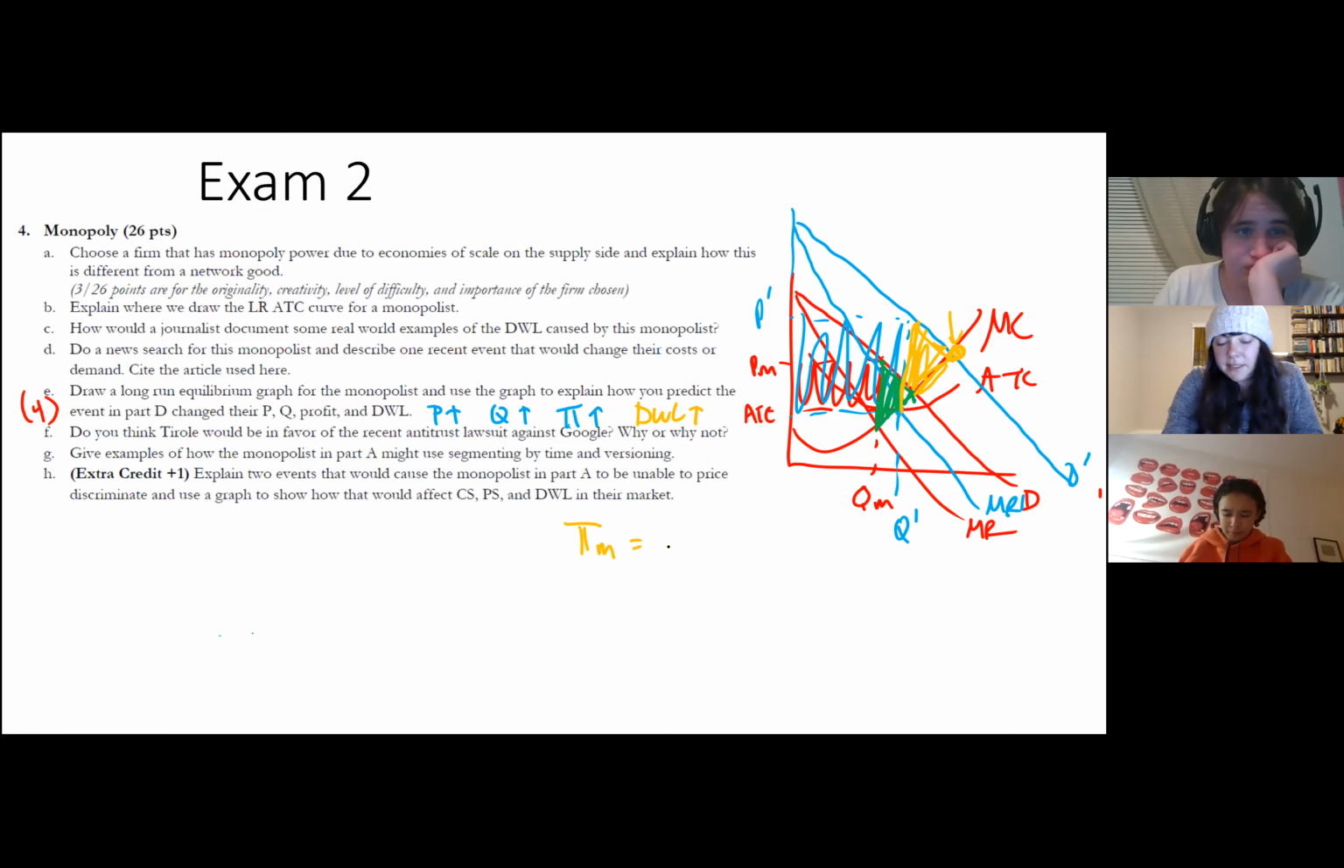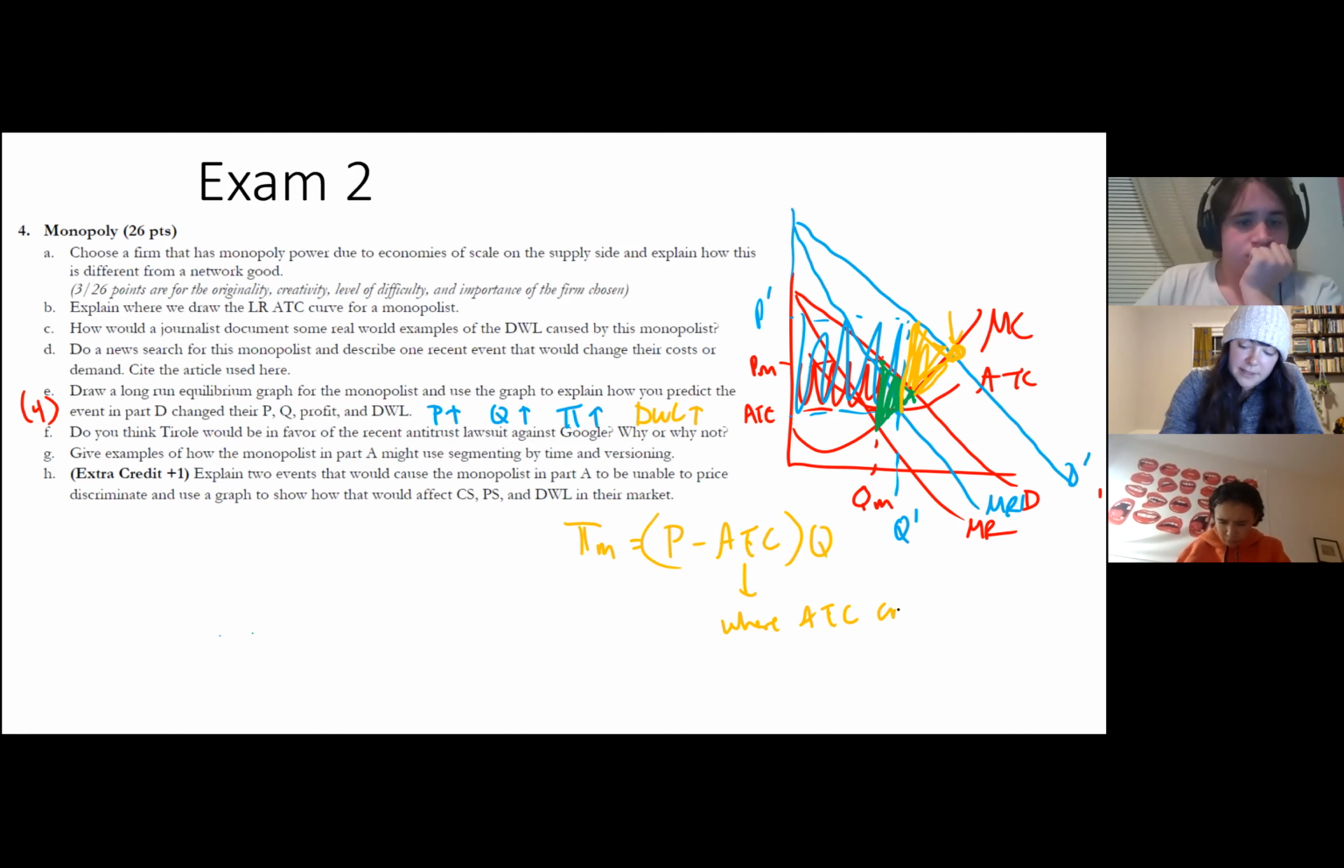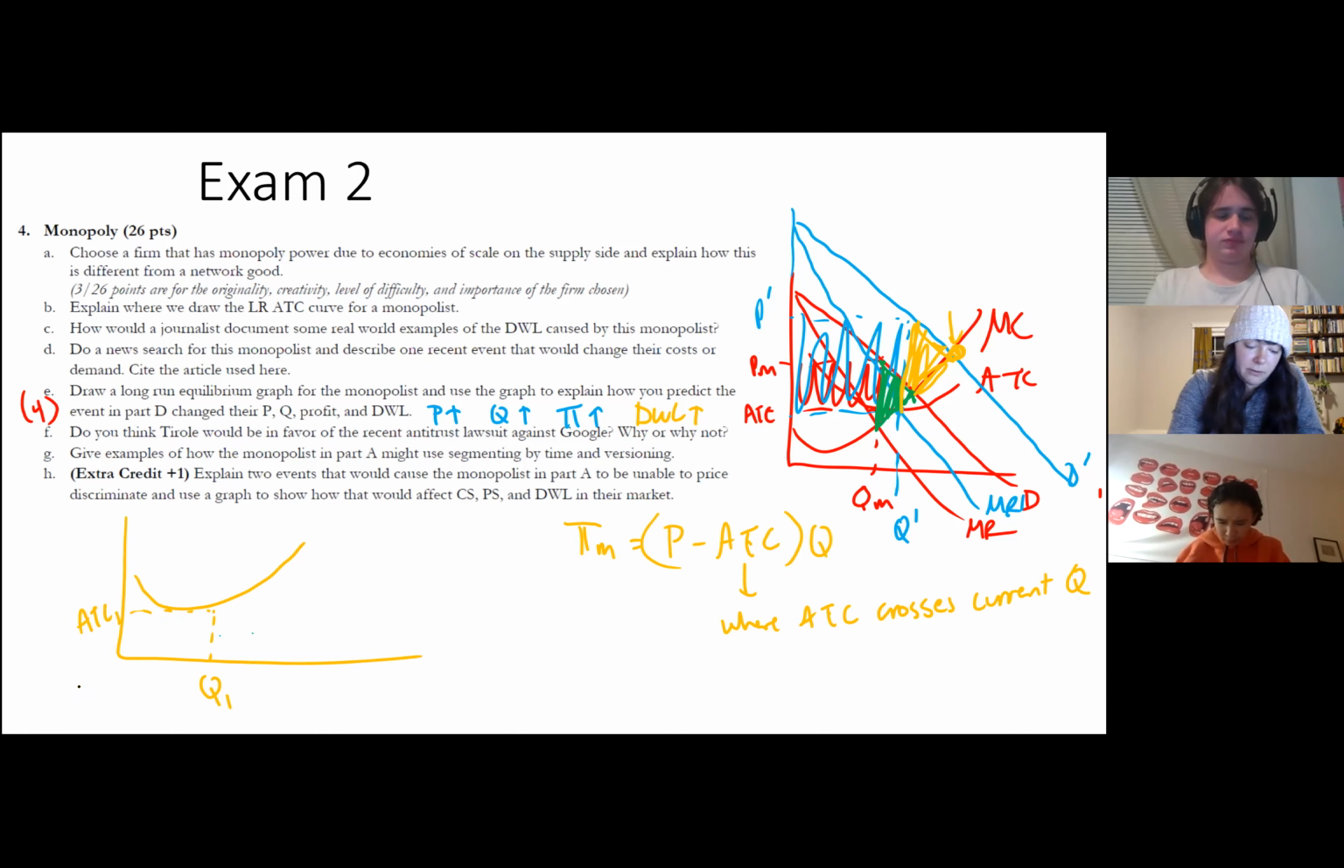Common misconception is people seem to be drawing the profit for the monopolist kind of here. The profit for a monopolist is always the price that they charge minus the average total cost times the quantity. Which average total cost? It's where the ATC crosses the current quantity they're producing, right? The ATC on any graph is, if I plug a quantity in, this is the ATC at this quantity. If my quantity grows, I need to plug that new quantity into the ATC and I'll get a different ATC. So you want to make sure that you're plugging in the current quantity to the ATC curve when you draw the bottom of the profit rectangle.